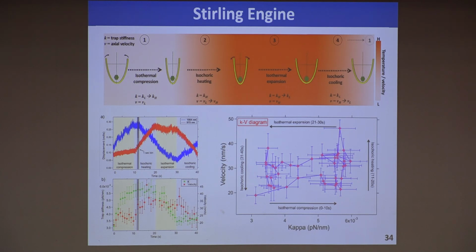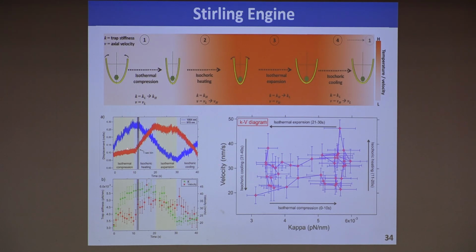The idea behind that was the activity can be controlled by the intensity of your 975 laser, but the 975 also changes the trap stiffness. So how do you control that? You use a combination of two lasers. You keep the intensity constant and you ramp down one and increase the other constantly. So that's what we did.